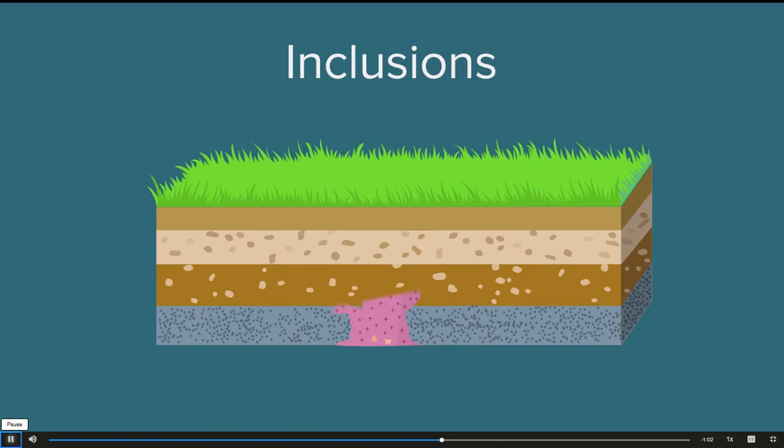Occasionally, rock layers are intruded by magma. When this happens, bits of rock may break off and join the magma. When the magma hardens into rock, the broken pieces become part of it. These pieces, called inclusions, are older than the rock they are in.